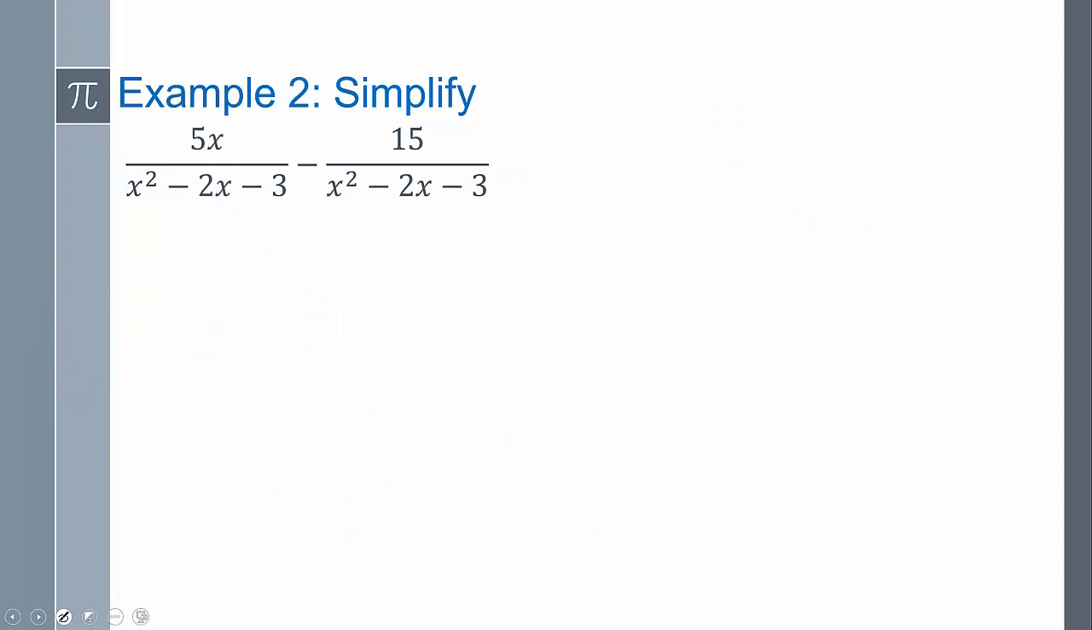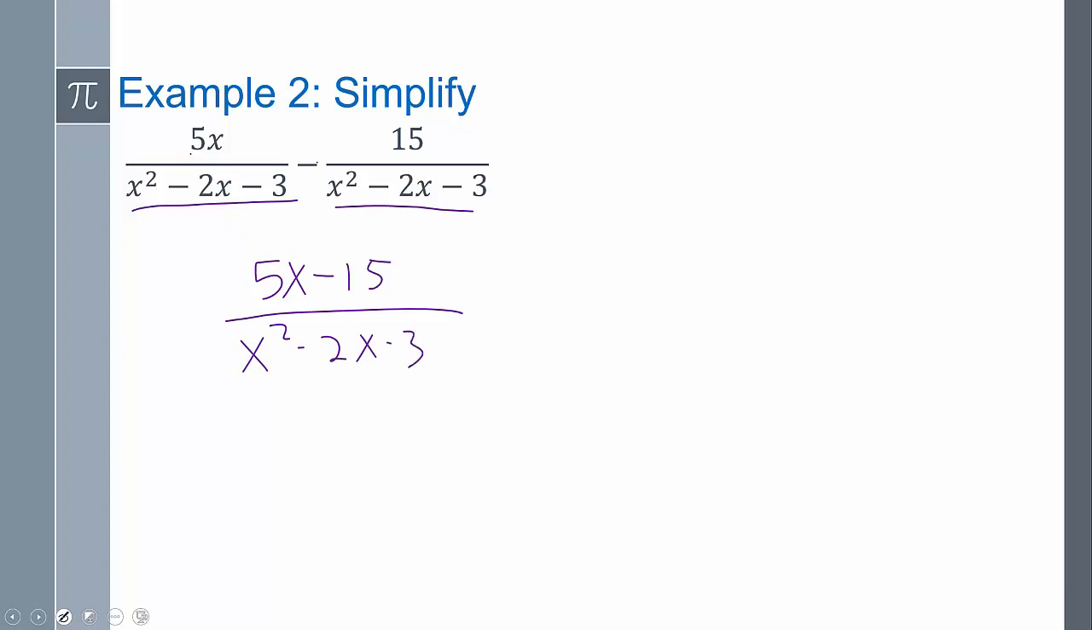For this one right here, we have to check, are the denominators the same? They are. So now I can do the subtraction. 5x minus 15. So 5x minus 15. And on the bottom, x squared minus 2x minus 3. Maybe something's going to reduce. I don't know. The way that I'm going to have to check is by factoring. So on top, I could factor out a 5.